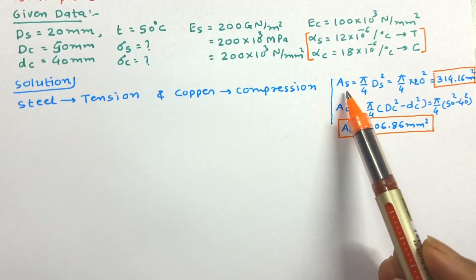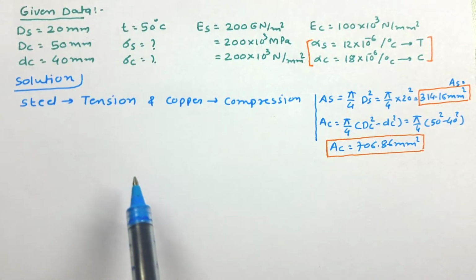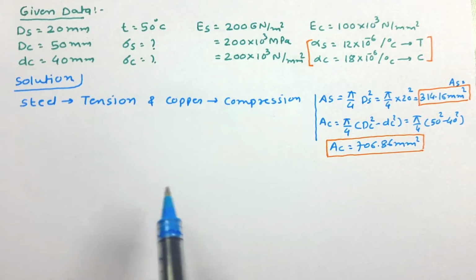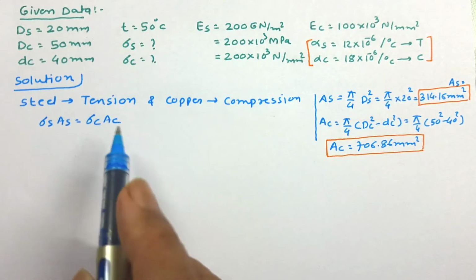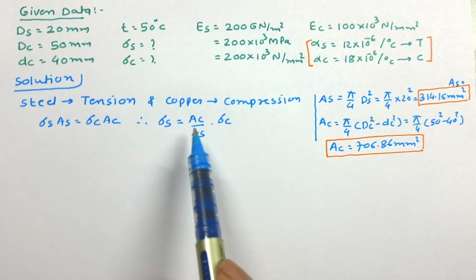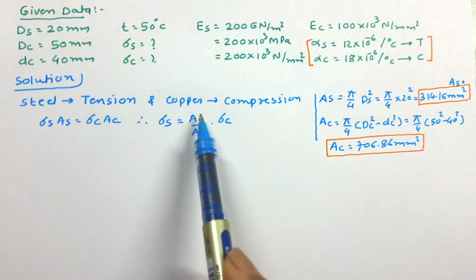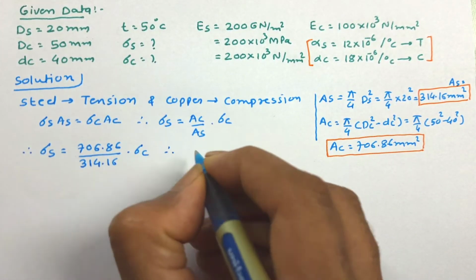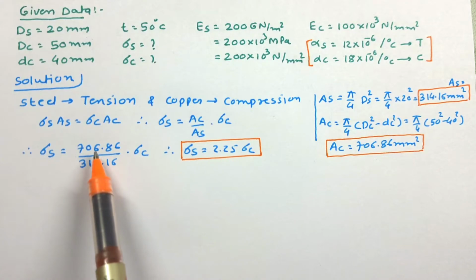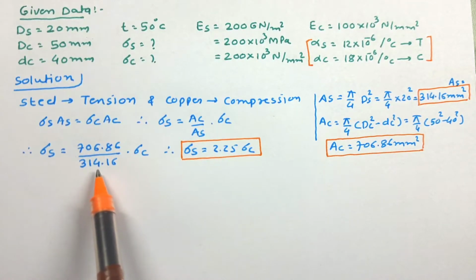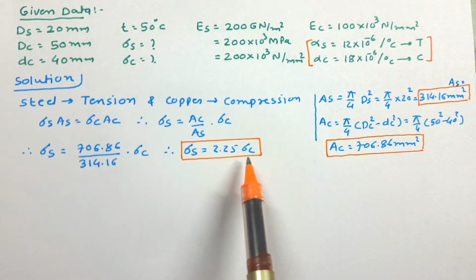So the values of area of steel and area of copper have been calculated. Now let us use the equation that we have derived from the equilibrium equation, that is sigma S A S is equal to sigma C A C. Here we have rearranged the terms so that we can get the relationship between sigma S and sigma C because we know both areas. So the values of A C and A S have been substituted and we have got the relationship as sigma S equal to 2.25 sigma C.